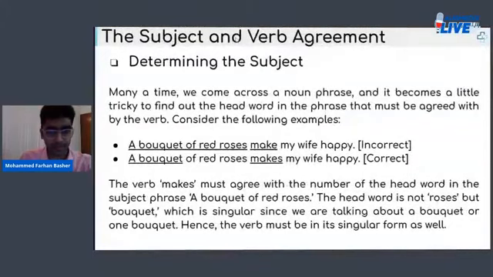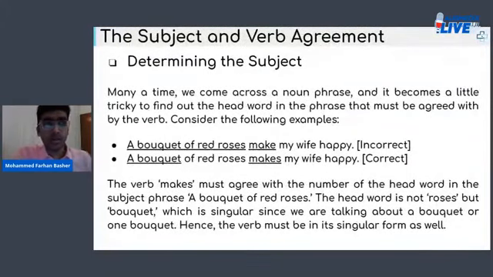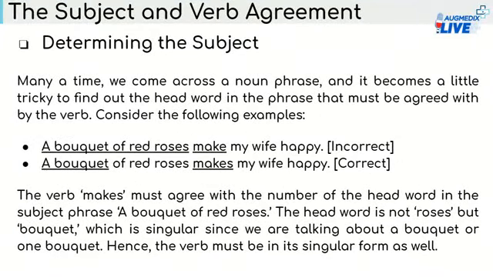Determining the subject. Before we decide which verb to make agree with the subject, we first need to identify which is the subject in a sentence, right? Because if you don't know which is the subject in your sentence, you wouldn't know how to make your verb agree with it. Many a time we come across a noun phrase and it becomes a little tricky to find out the head word in the phrase that must be agreed with by the verb.